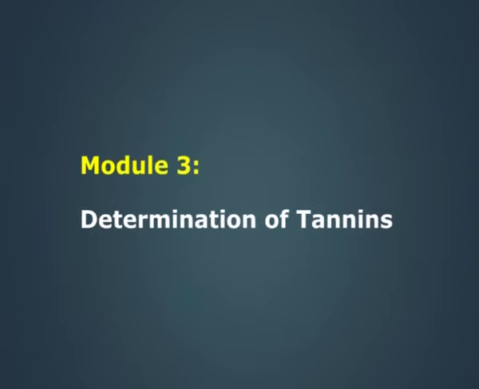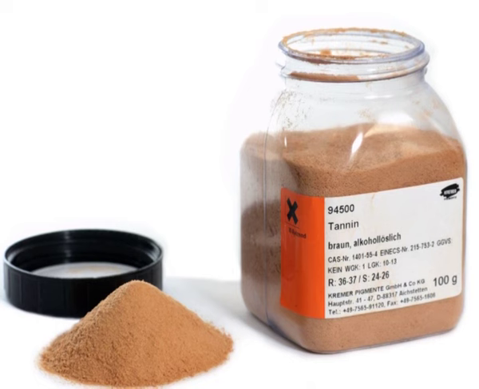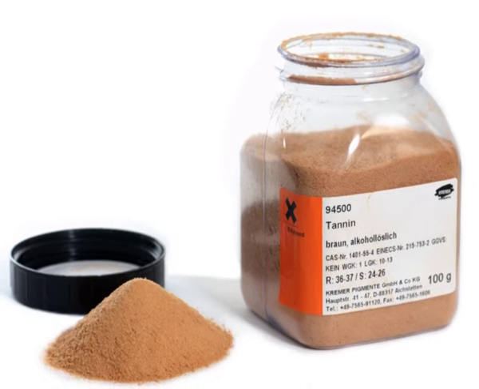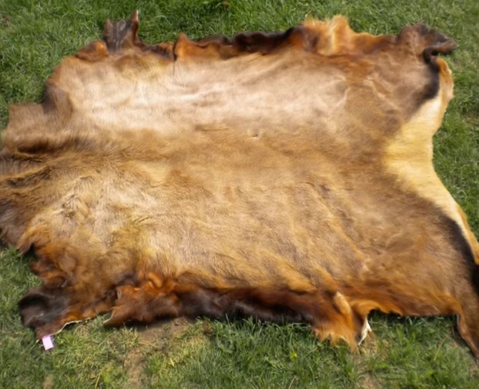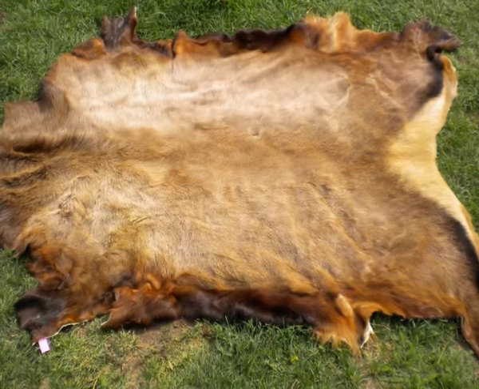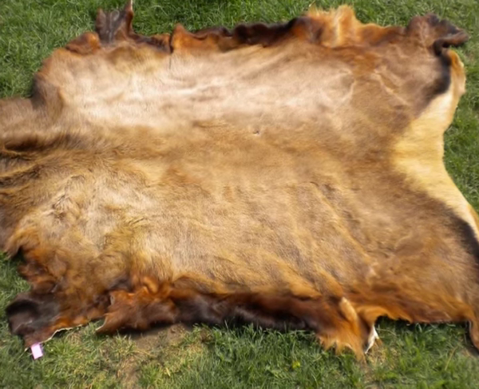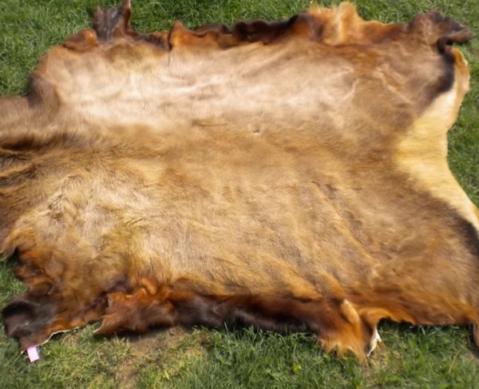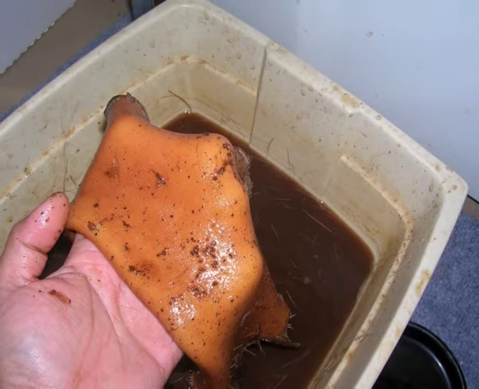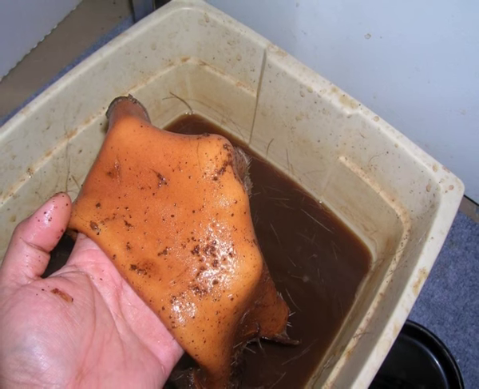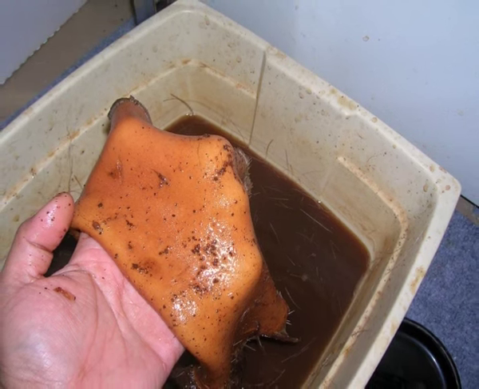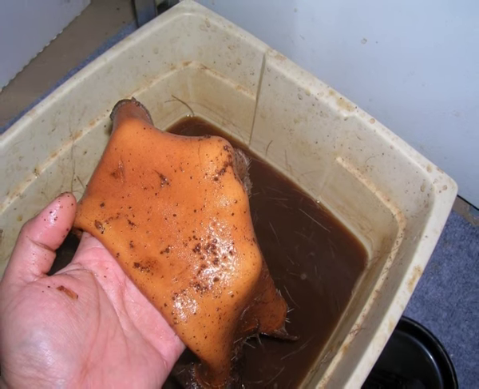Module 3, Determination of Tannins. Tannins or tannic substances are substances capable of turning animal hide into leather by binding proteins to water-insoluble substances that are resistant to proteolytic enzymes. This process, when applied to living tissue, is known as an astringent action and is the reason for the therapeutic application of tannins. Chemically, tannins are complex substances.